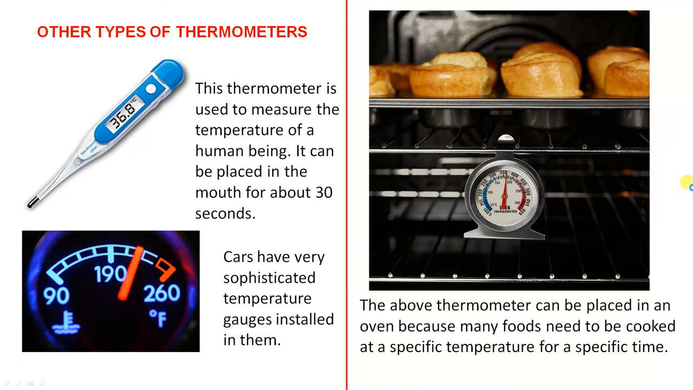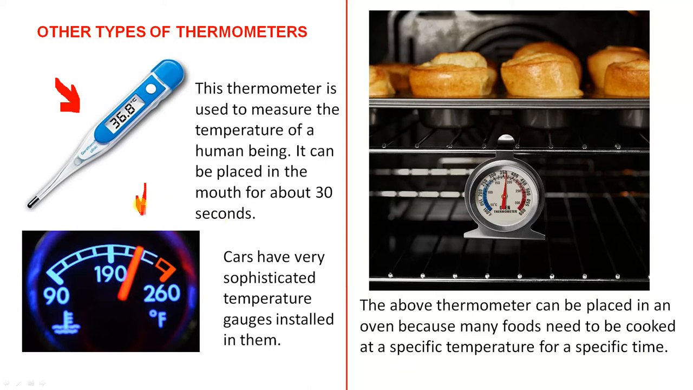Other types of thermometers. Now this thermometer here is what we're talking about. Firstly, this thermometer is used to measure the temperature of a human being. It can be placed in the mouth for about 30 seconds, and it will give you a digital reading of around 37 degrees Celsius. Of course, that's about normal body temperature.